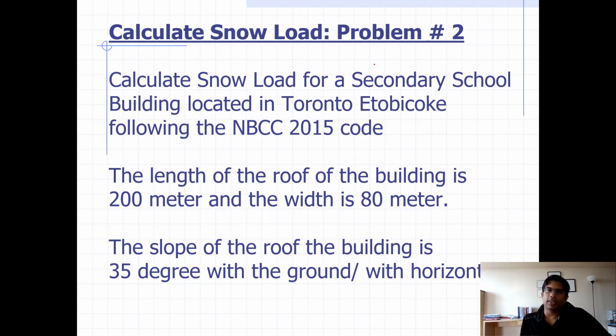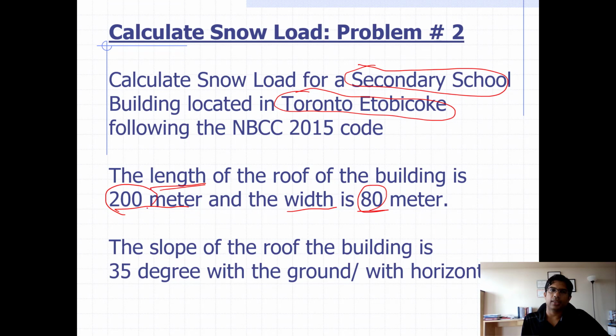So what are the given things? One is that it's a secondary school building. Another is that it's located in Toronto, Etobicoke. You need to use the NBCC code, and the length of the building is 200 meters, the width is 80 meters, and the slope is 35 degrees. So now let's try to solve the problem. This is the problem statement.